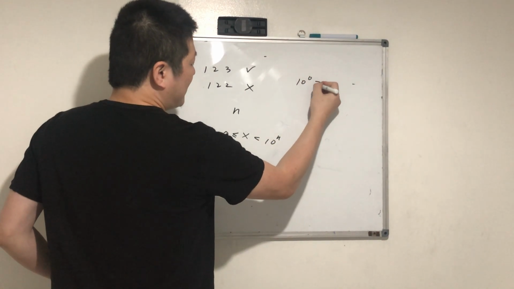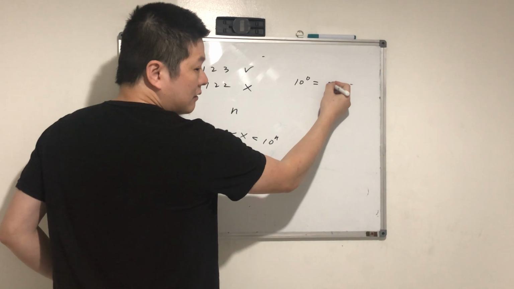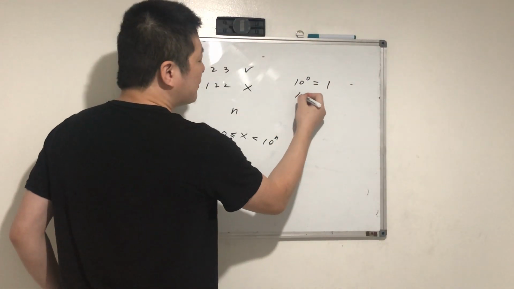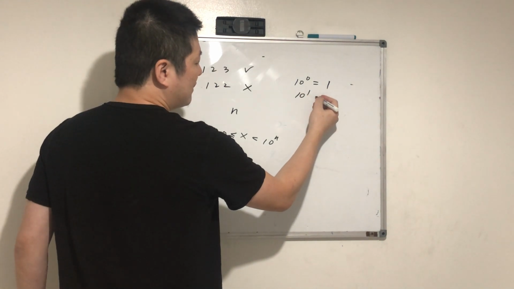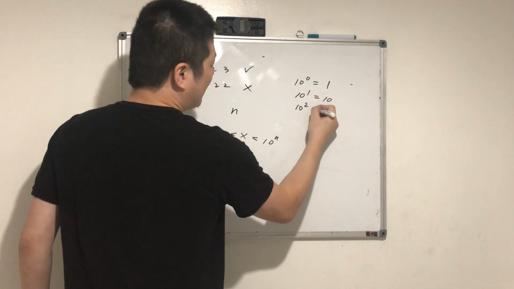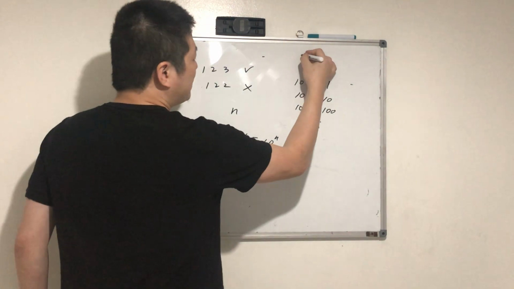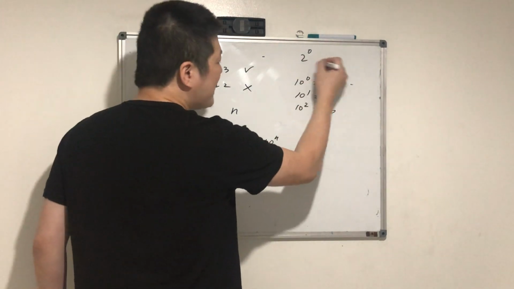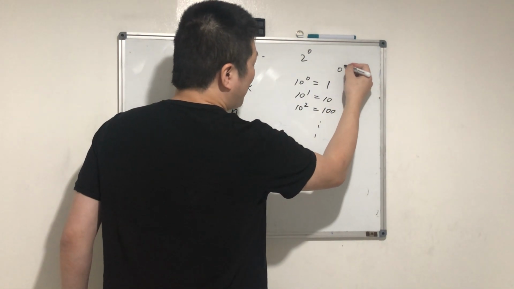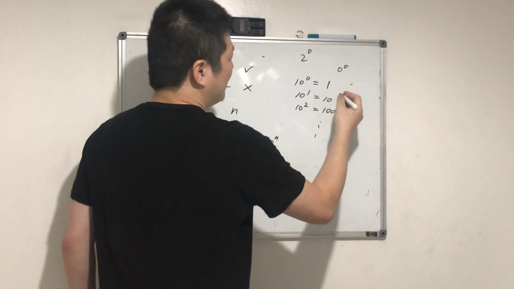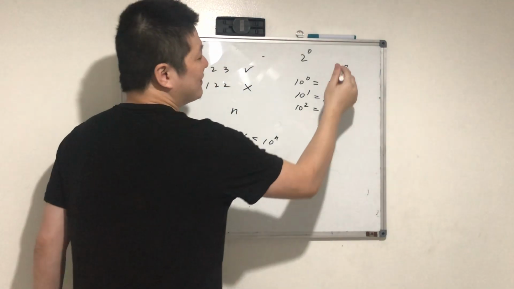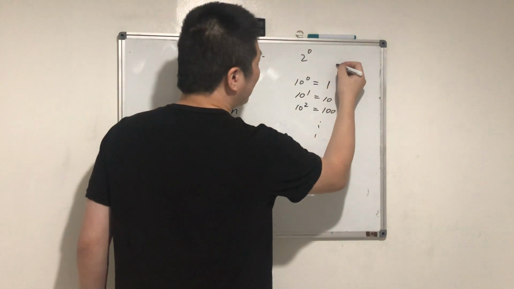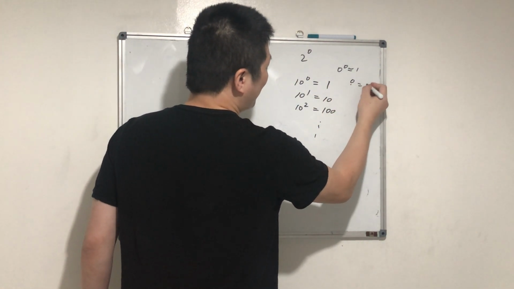10 to the power of 0 equals what? 1. Okay. 10 to the power 1 is 10. Okay, 10 to the power 2 is 100. Got it. 2 to the power of 0 is 1. Yes, so any number except 0 to the power of 0 is 1. Or 0 to the power 0? Good question. Ideally it's 1, but maybe mathematically it's not defined. So any number except 0 to the power of 0 is 1, okay?